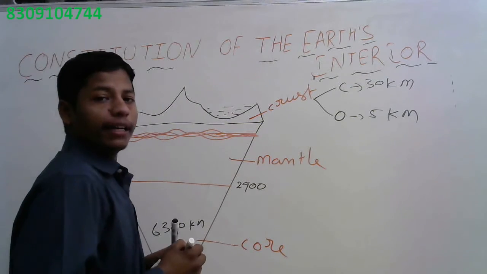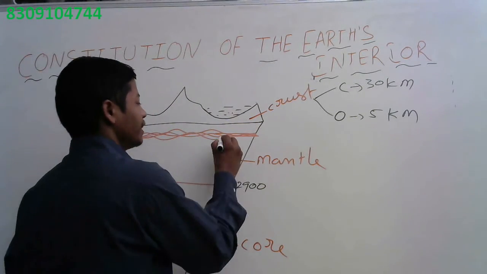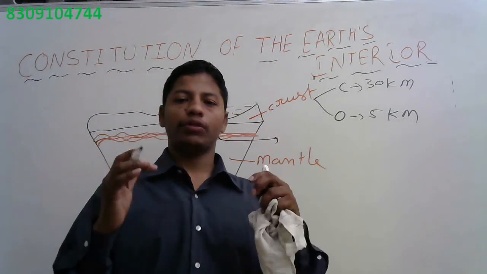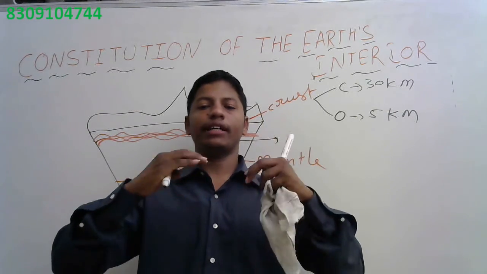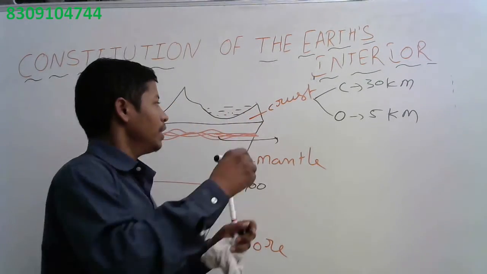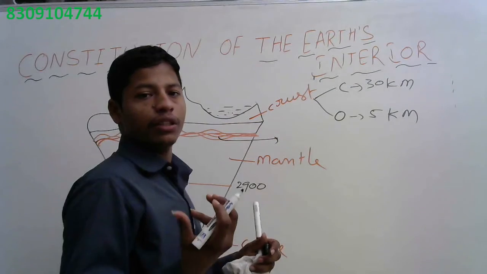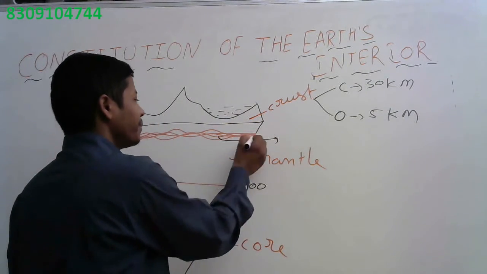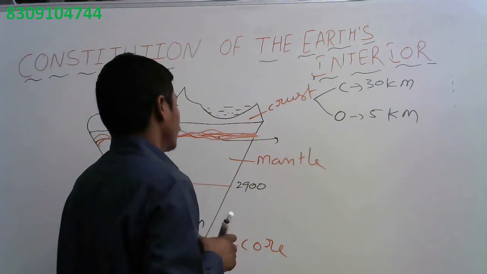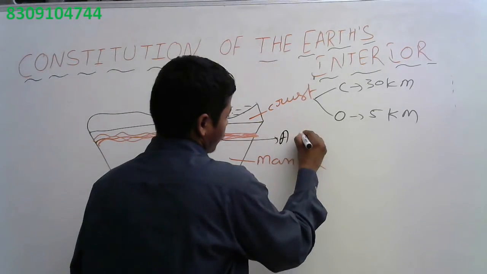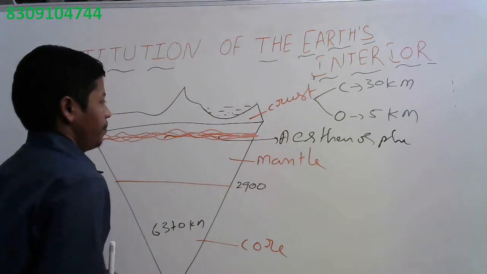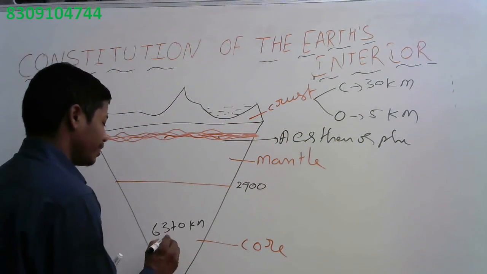This semi-solid state contains soft rocks. When the earth crust breaks, these semi-solid materials come out from the upper mantle onto the earth surface. So we call them volcanoes. These are molten materials. Why semi-solid? It contains soft rocks. This is called the asthenosphere.